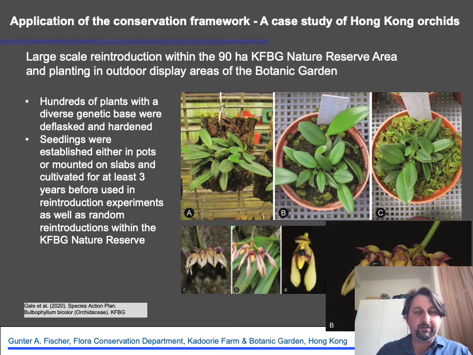As a first trial, we started large-scale reintroduction within the 90-hectare Kadoorie Farm Nature Reserve area. And we also planted in botanic garden areas outdoors to raise awareness with visitors of the botanic gardens. Hundreds of plants were deflasked and hardened, and seedlings were established either in pots or mounted on slabs and cultivated for at least 3 years before we used them in reintroduction experiments, as well as for the reintroductions within the KFBC Nature Reserve.